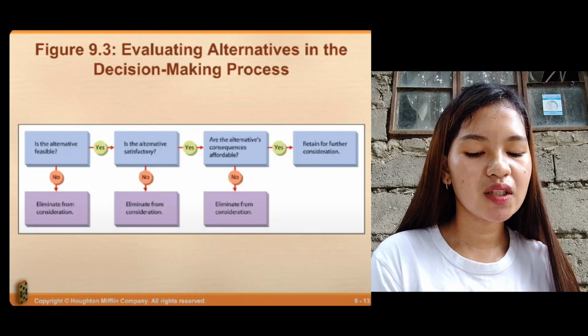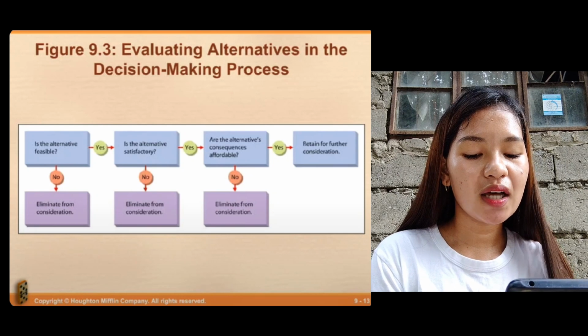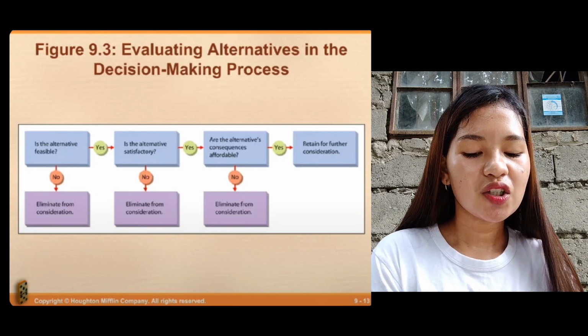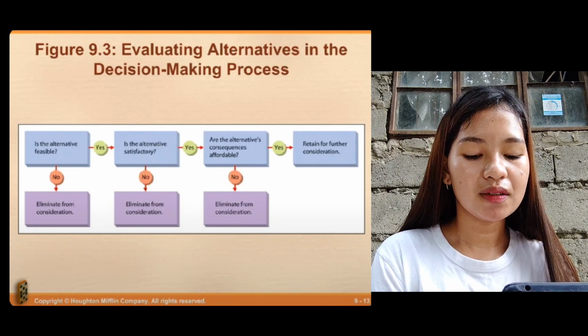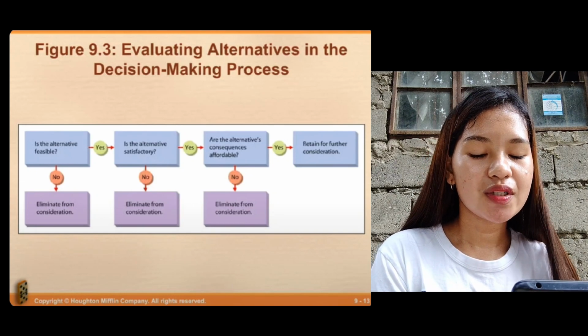If yes, then proceed to whether the alternative is satisfactory. If it makes you satisfied, then proceed to the alternative's consequences. If the alternative's consequences are not affordable, then eliminate it from consideration. If yes, then retain it for further consideration.